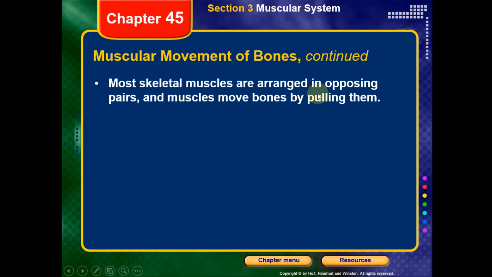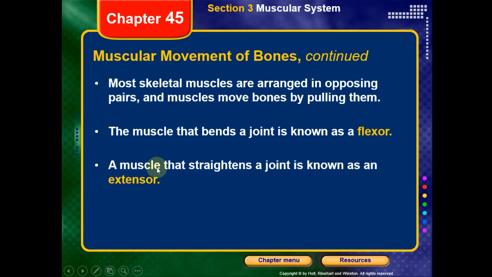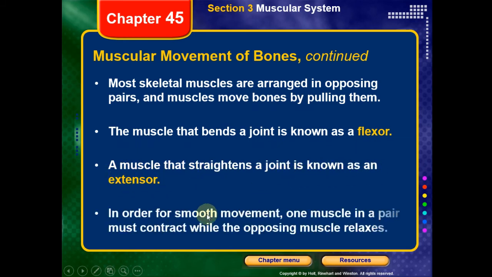Most skeletal muscles are arranged in opposing pairs, and muscles move bones by pulling them. The muscle that bends a joint is called a flexor. A muscle that straightens a joint is called an extensor. In order for smooth movement, one muscle in the pair must contract while the opposite muscle is relaxed.